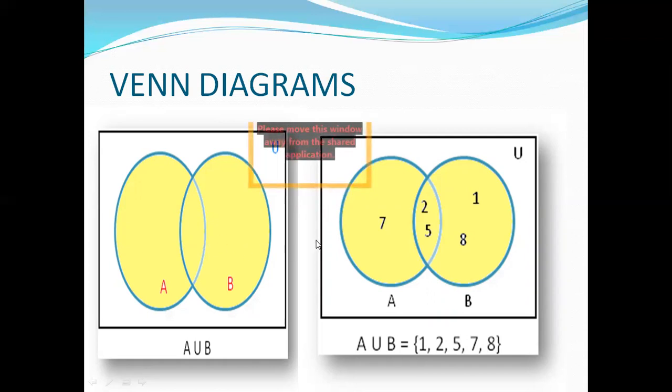Suppose the elements are given for set A and set B. Then the common elements you write in the common part. See here, this is the common part: 2, 5. These are the two common elements for both the sets, written in the common part. And separately in set A the leftover is 7, so write 7 in set A. And in set B the leftover are 1, 8, so write only 1, 8. Then A union B is equal to, you must write all the elements in order: 1, 2, 5, 7, and 8. So in this way you should write A union B when the elements are given. When the elements are not given, you must write like this.